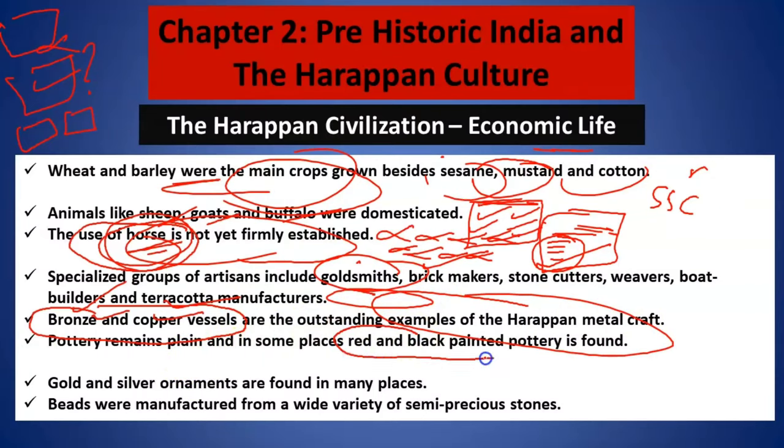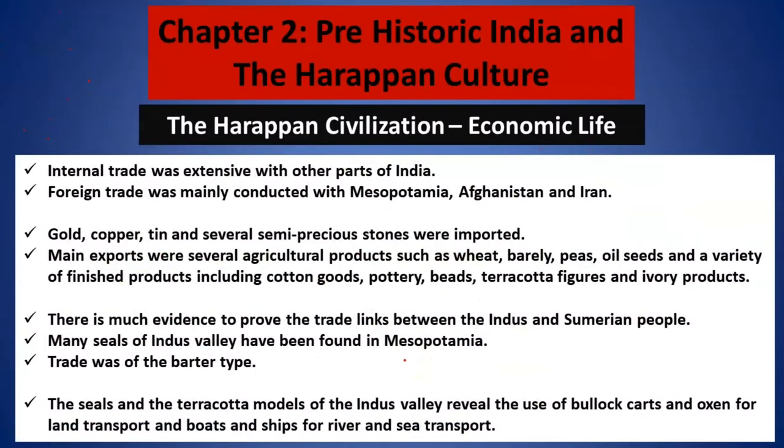In some places, red and black pottery is also found. In some places, gold and silver ornaments are also found. In some places, beads made up of semi-precious stones are found. All right. Now, as people were staying in different cities, Mohenjo-daro, Harappa, Kalibangan, Lothal, different places, internal trade was also extensive. Internal trade takes place through the barter system. At that time, the barter system was prevalent.